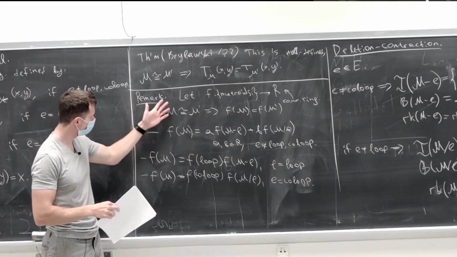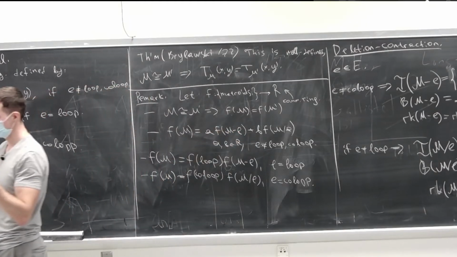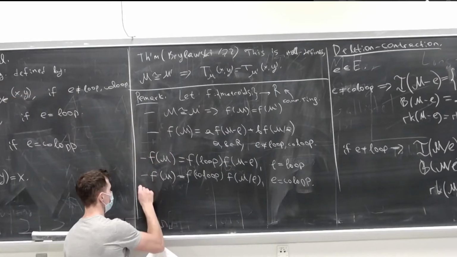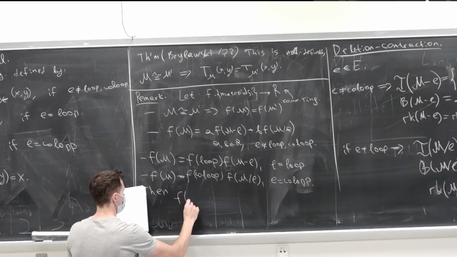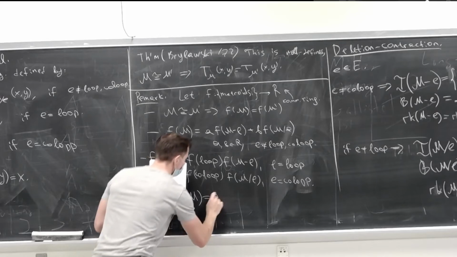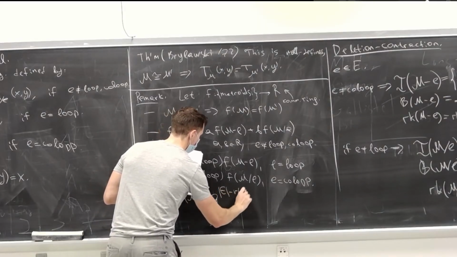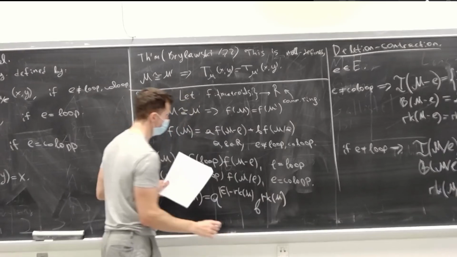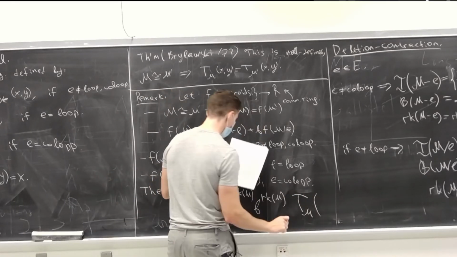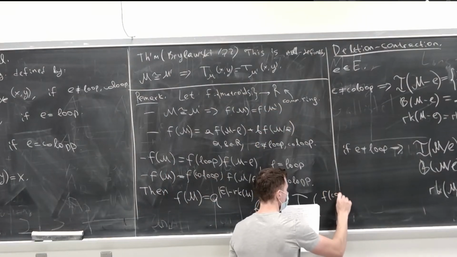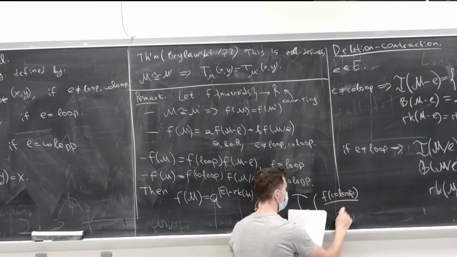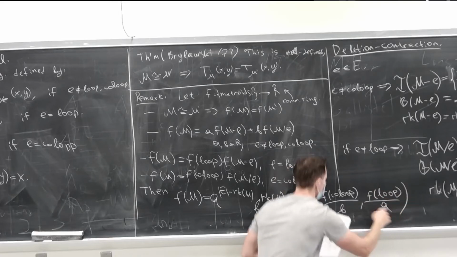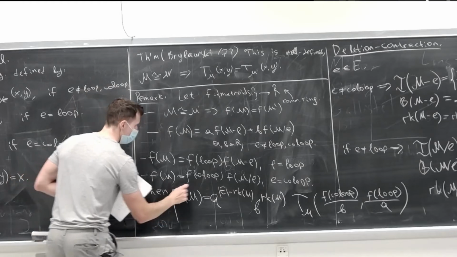So basically, anything that satisfies the deletion contraction recurrence contains as much information as the Tutte polynomial, or less, and can be recovered from the Tutte polynomial. So the claim is that then f of m is the following specialization. You take a to the power of size of E minus the rank of m, times b to the rank of m, times the Tutte polynomial of m, evaluated at f of coloop over b, and f of loop over a. So the x and y, you just plug in these elements, and that is the claim.